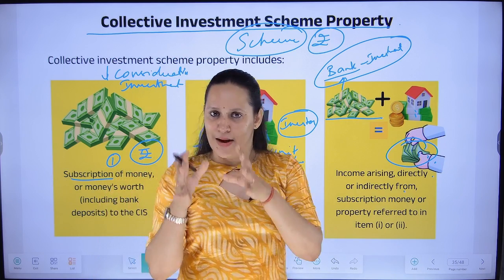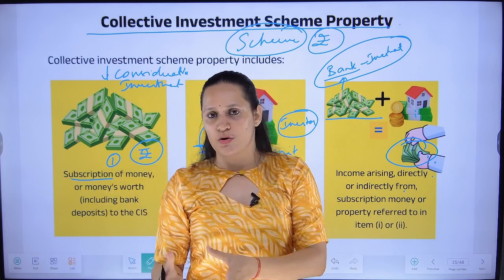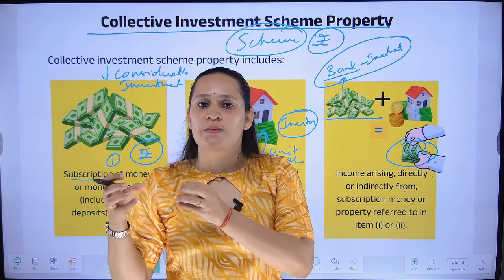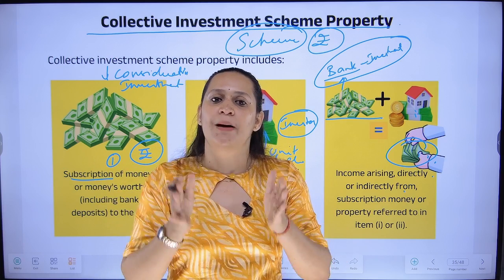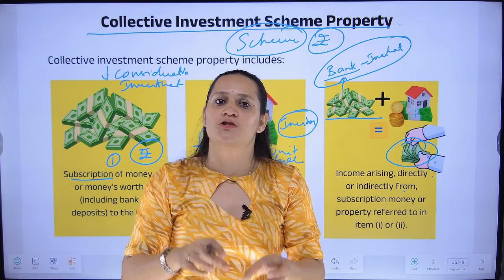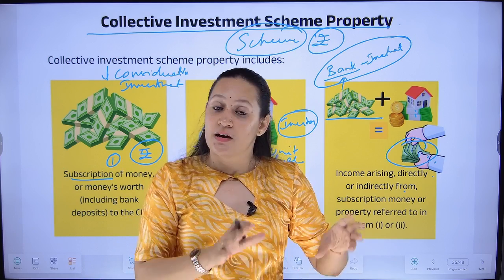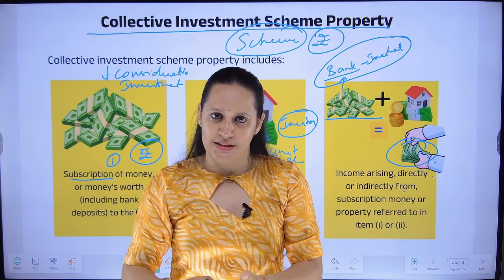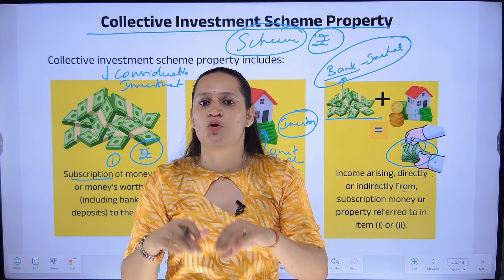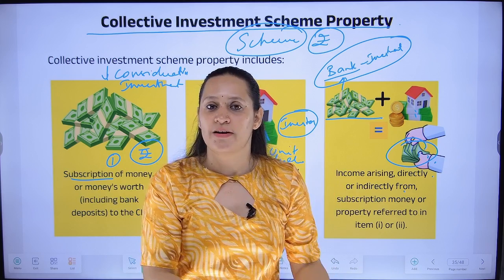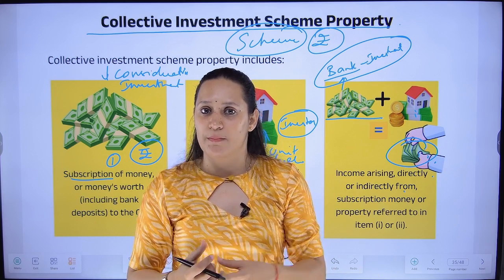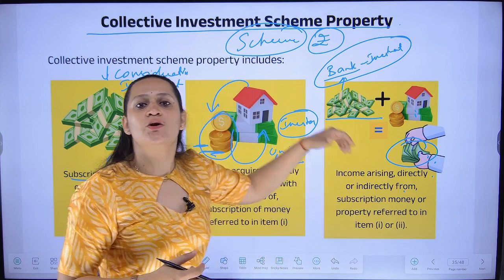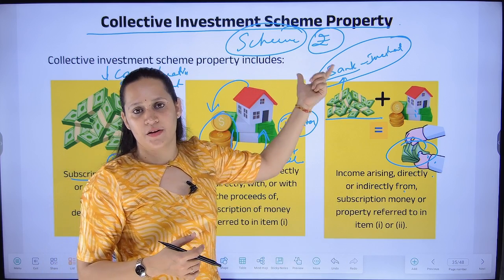So first one is the money that the investors are going to give. Second is, out of the money that the investors are giving, if you are going to buy some kind of property, that property is also the property of the scheme. Third one is the money, when you are keeping it in the bank, you are going to earn some interest. The property, if you are going to sublet it, send it on rent, you are going to earn the rental income. Even the rental income is going to become the property of the collective investment scheme.